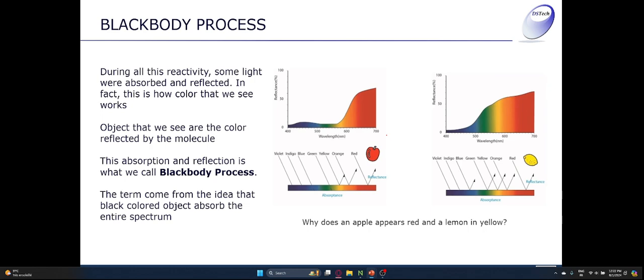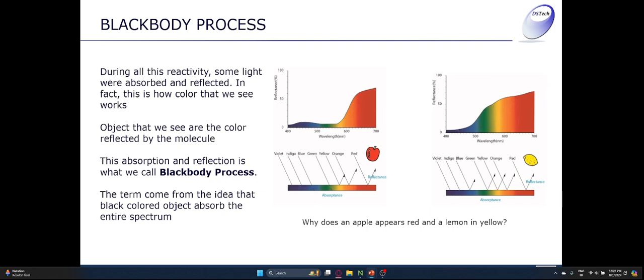This is where the term comes from. And how you see reflection is, let's say, you have a bunch of rainbow colors shooting into an apple, and you only see red because the only colors reflected are a few colors, which are red, orange, and yellow. This is how you see an apple. Same story goes with the lemon here.